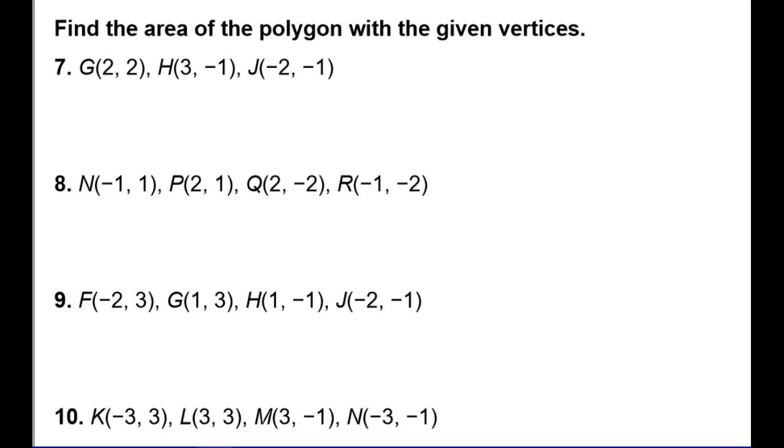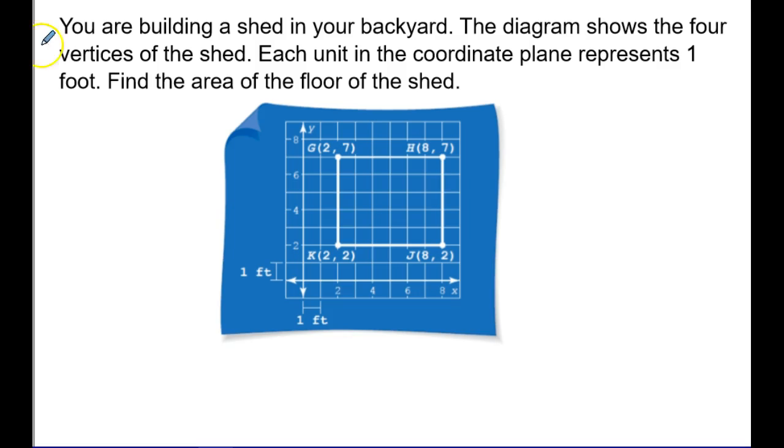So here are a few more to look at. Give them a shot, see what you can do. So we're going to look at kind of a real world problem here. So we're building a shed in your backyard. This diagram shows the 4 vertices of the shed. Each unit is 1 foot. Find the area of the floor of the shed.